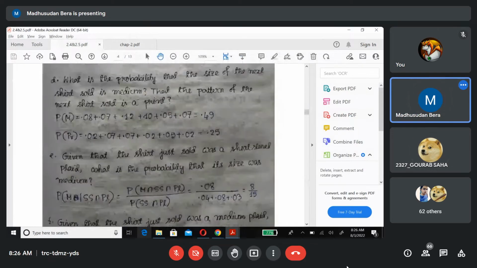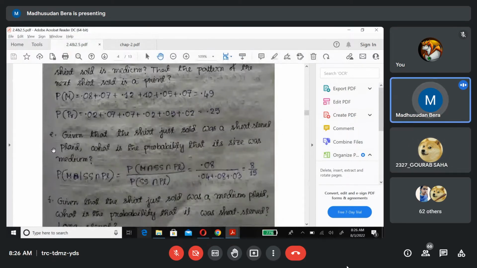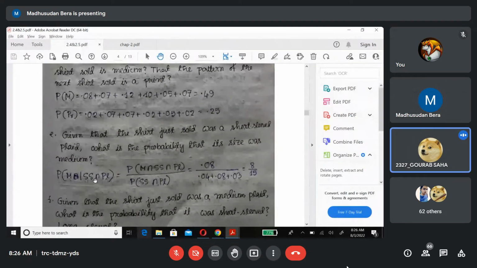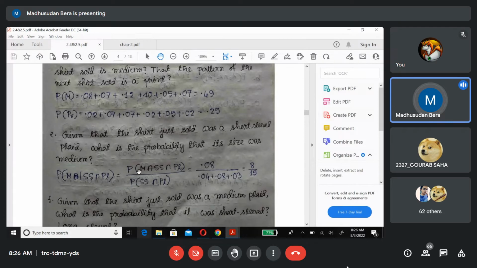So P of M given SS intersection PL is P of M intersection SS intersection PL divided by P of SS intersection PL. Then we need medium, short sleeved, plaid.